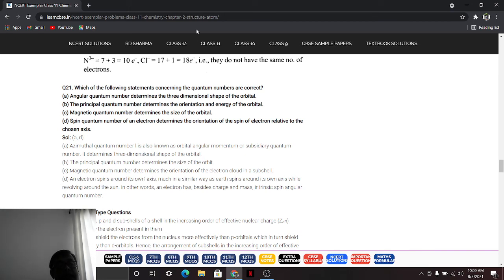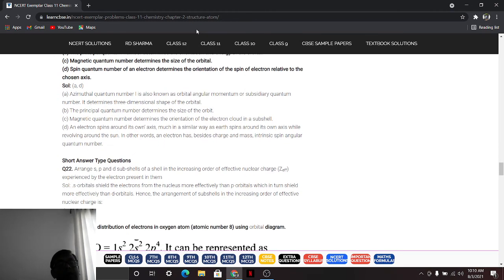Arrange s, p and d subshells of a shell in the increasing order of effective nuclear charge experienced by the electron present in them. S orbital shields the electron from the nucleus more effectively than p orbital, which in turn shields more effectively than d orbital. Hence, the arrangement of subshells in the increasing order of effective nuclear charge is d is less than p, p is less than s.